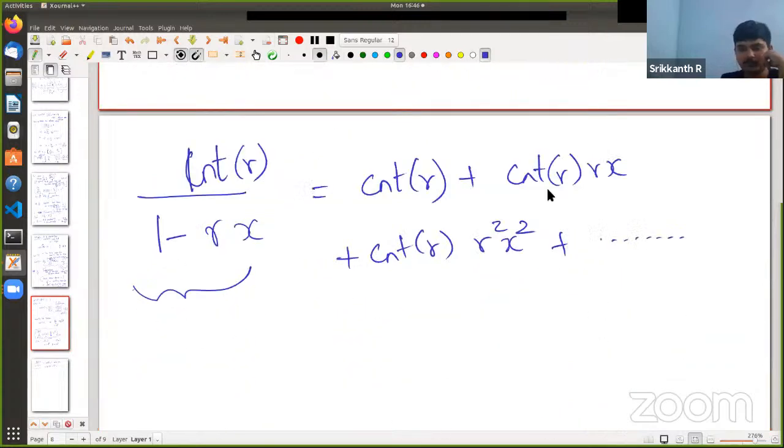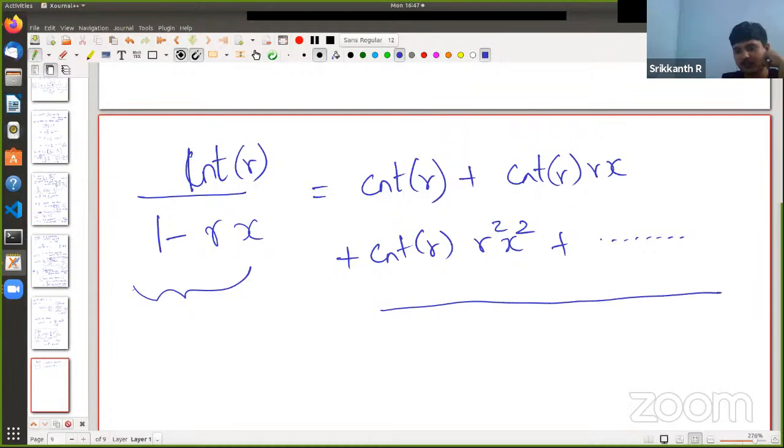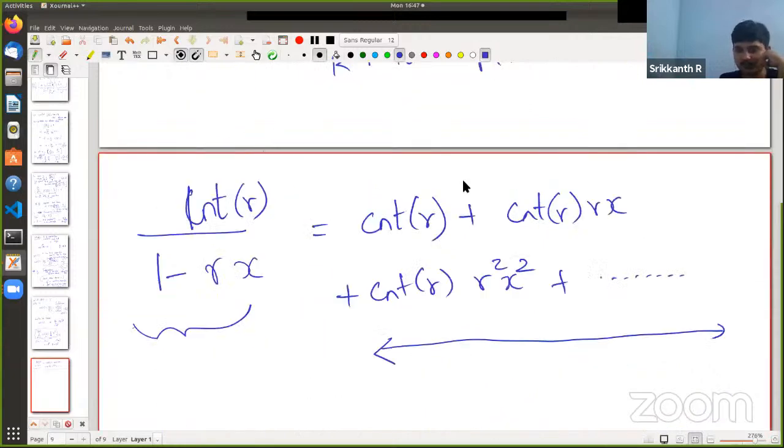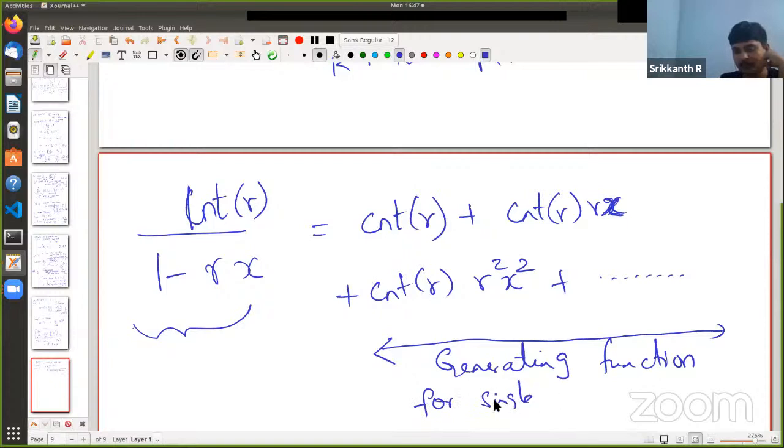So what we have on the right hand side is the sum of all the terms, s equal to 0, s equal to 1, s equal to 2, and so on, multiplied by this variable x and creating this generating function. Okay, for a single r, or by fixing r and varying s.